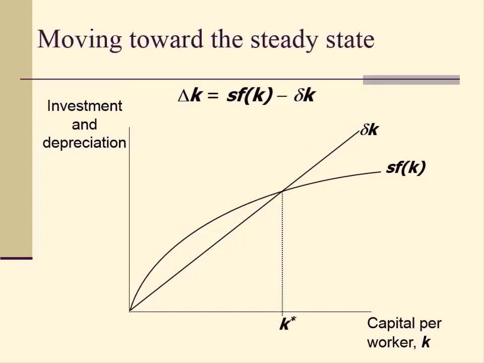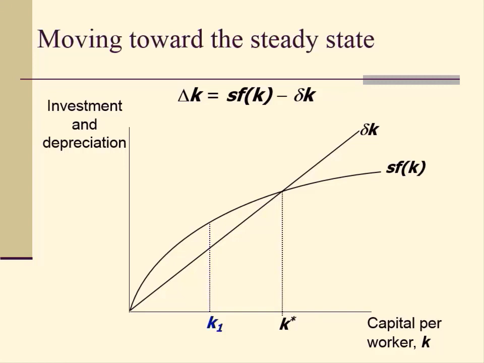Now let's see why k star is the steady state, or the equilibrium point. First, let's try to approach k star from below, that is, from the left-hand side of k star. So let's say initially k equals k1, and at this level of k, investment per worker is greater than depreciation per worker. As you see, at k1, s times f of k1 is at a higher point than delta times k1.